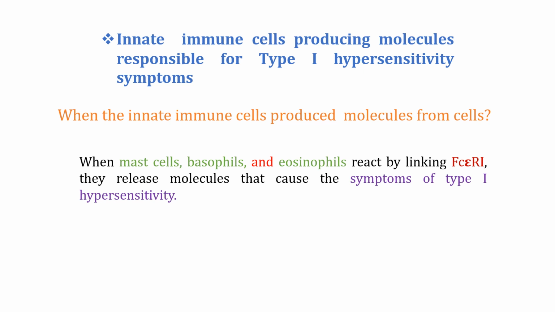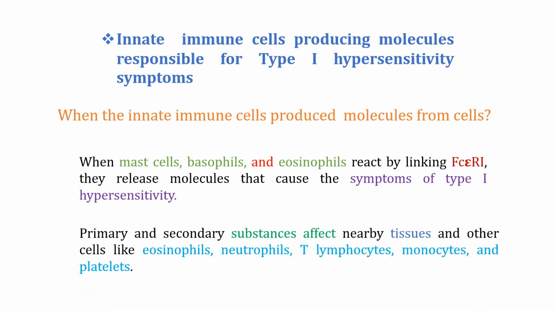Once they bind with the FcεRI to IgE, and when the second exposure of antigen binds to the antibody, they release the molecules that cause the symptoms of type 1 hypersensitivity. There are two types of mediators produced by the innate immune cells: one is primary and the second is secondary substances. Both have effects on nearby tissue and other cells like eosinophils, neutrophils, T lymphocytes, monocytes and platelets.